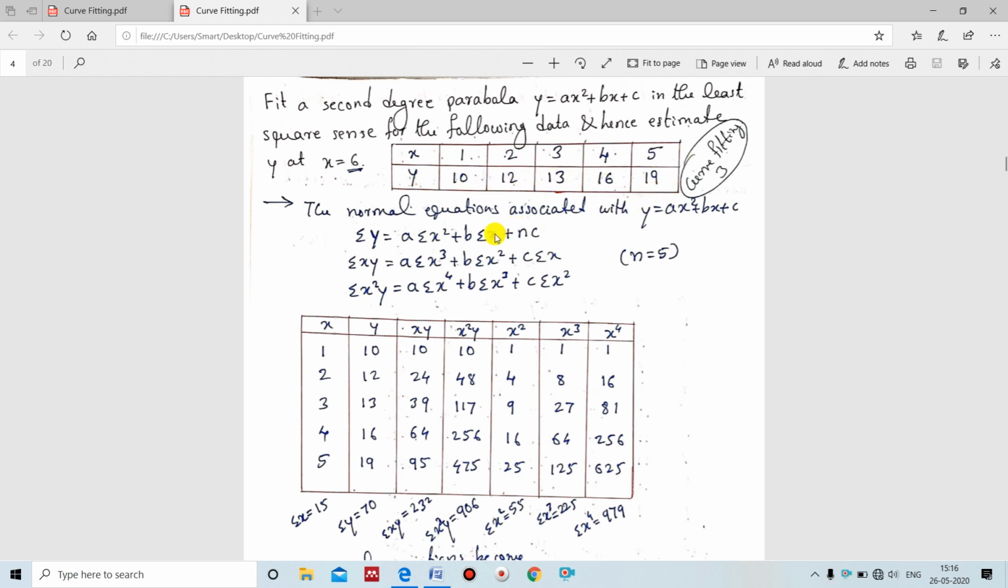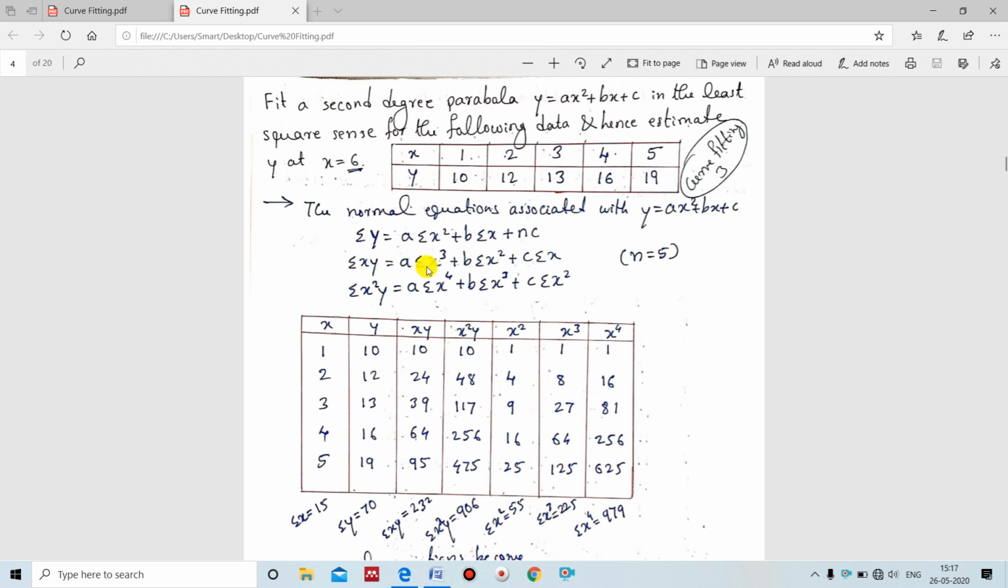The first step is we write the normal equation for the given curve. The normal equation associated with y equal to ax square plus bx plus c is, first, multiply summation for this to obtain the first normal equation. Summation of y equal to a into summation of x square plus b into summation of x. So c is constant, we multiply data n into c. Then multiply x for this to obtain the second normal equation.